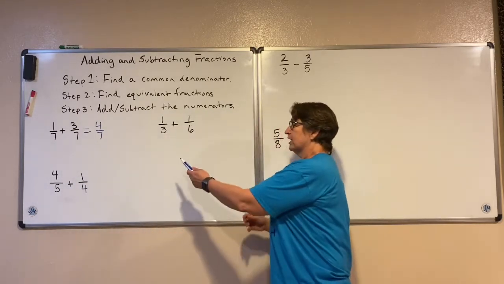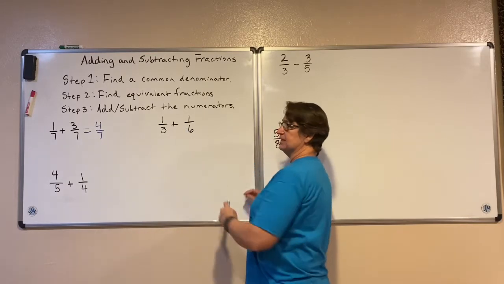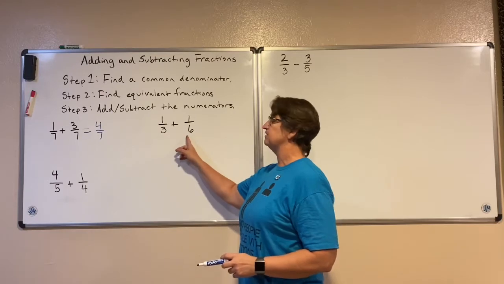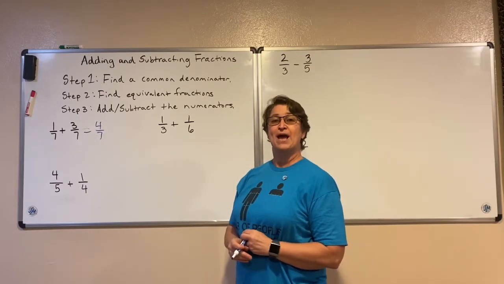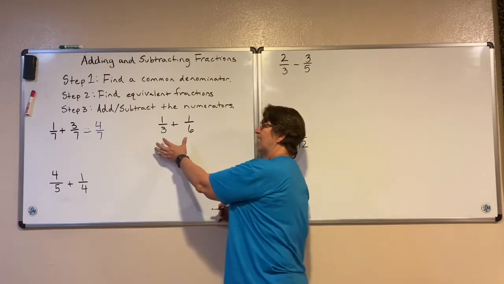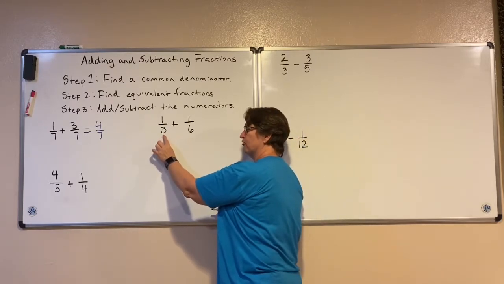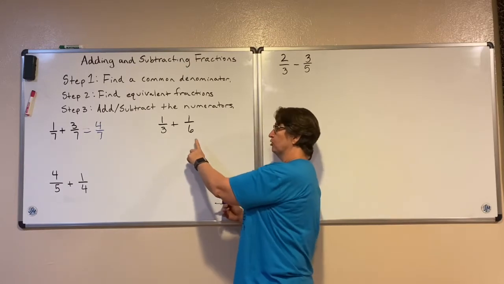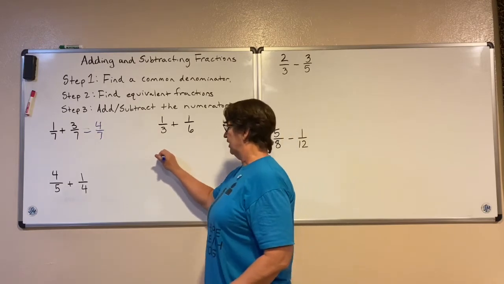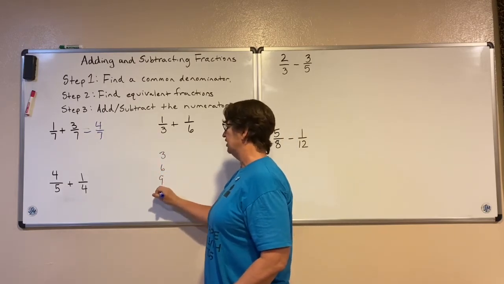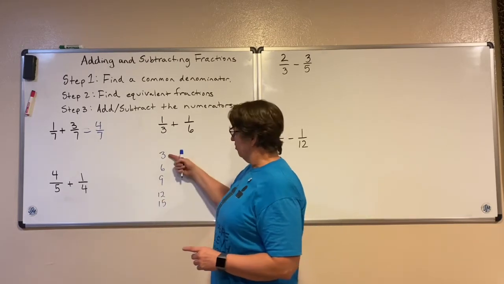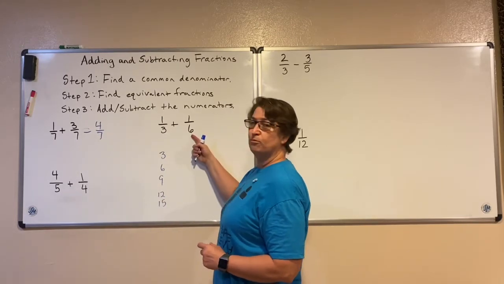Now, we're going to add 1/3 plus 1/6. Their denominators are not the same. 3 and 6 are not the same. We need to make them into the same number. And in order to do that, we have to find a number, a multiple of 3, that is also a multiple of 6. In other words, if I count by 3s, 3, 6, 9, 12, 15, I'm looking for a number that is a multiple of 3 that is also a multiple of 6.